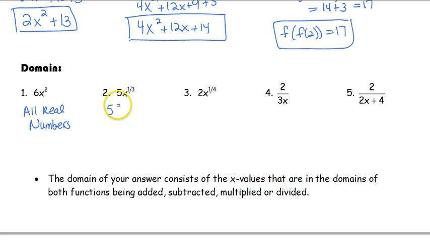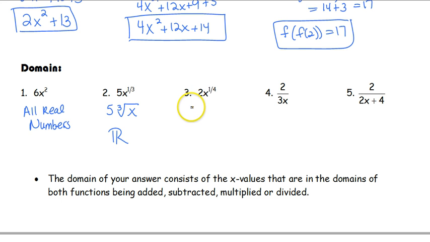Now we know that this is really the cube root of x. So I think about, are there any numbers that you can't plug in? Can I plug in 0? Yes, I can take the cube root of 0, it's 0. Can I plug in positives? Yes. Can I plug in fractions? Yes. Can I plug in negatives? Yes. We do know that, for example, if x was a negative 8, the cube root of a negative 8 is a negative 2. You can take the odd roots of negative numbers. So this one as well is just going to be all real numbers.